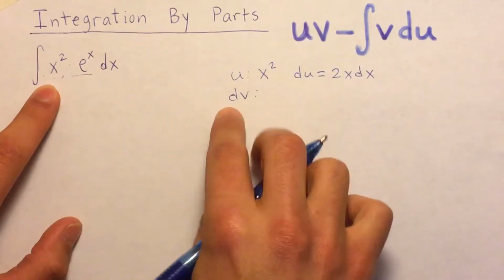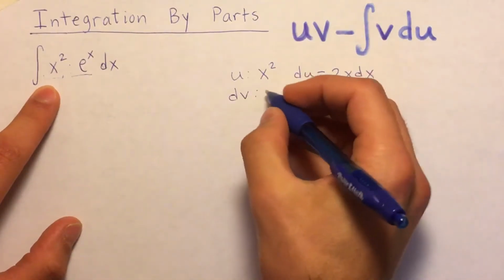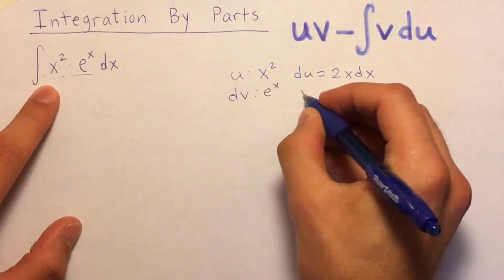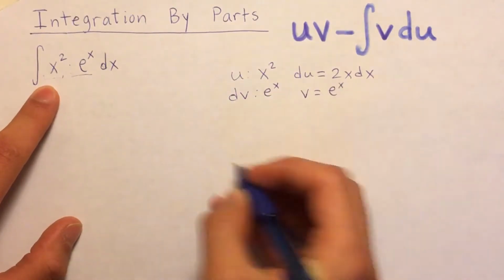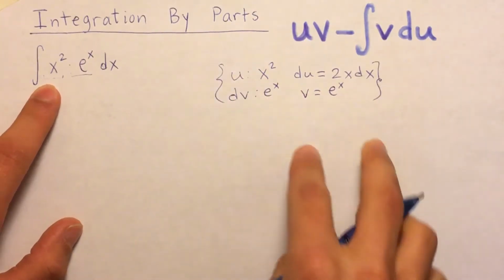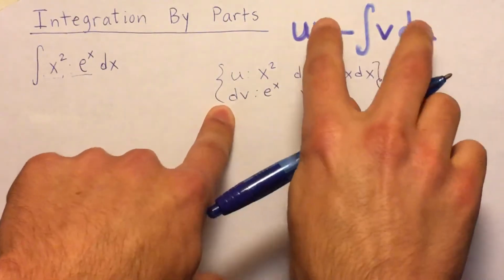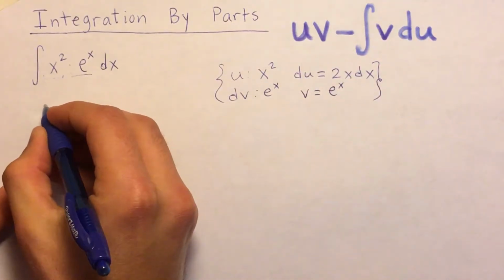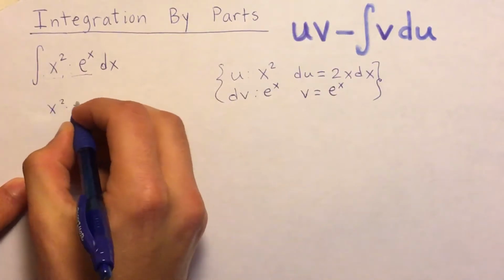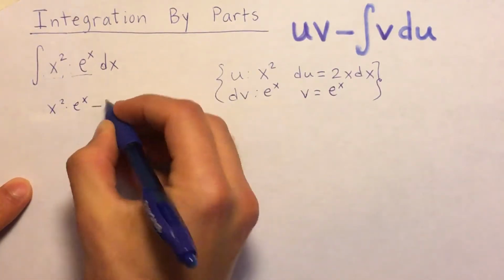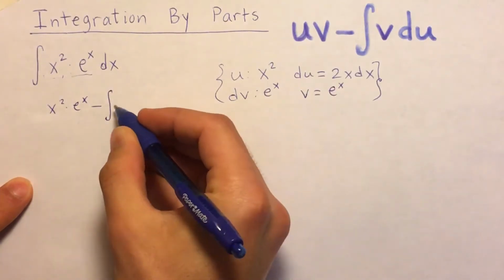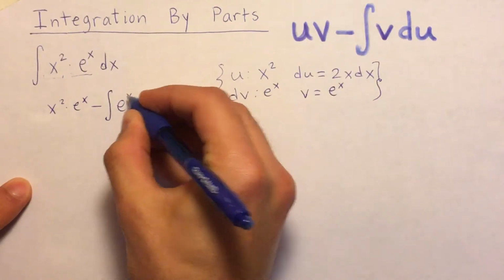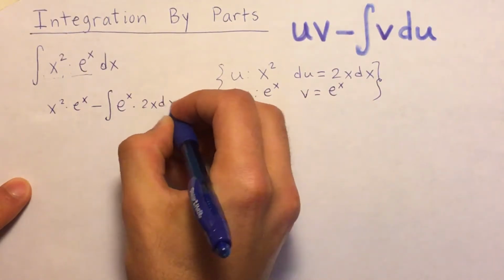And then if I pick this one to be u, then this one has to be dv. How do we go from dv to v? You would just integrate. So the integral of e to the x with respect to x is simply e to the x. So now we have this information right here, and we're going to go ahead and plug it into this formula. So we would get uv, that would be x squared times e to the x minus the integral of v du. So v is e to the x times 2x dx.